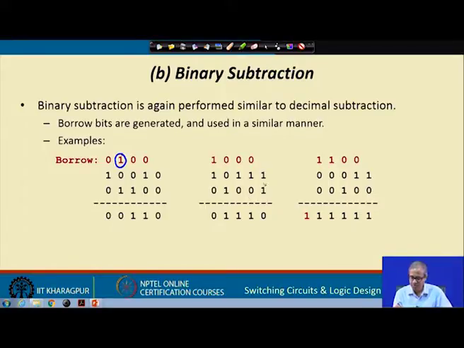Similarly, this is another example. 1 minus 1 is 0, no borrow. 1 minus 0 is 1, no borrow. 1 minus 0 is 1, no borrow. 0 minus 1 is 1, there is a borrow, and because you have taken a borrow, this 1 disappears. So, 0 minus 0 is 0. The third example: 1 minus 0, 1 minus 0, 0 minus 1 is 1 with a borrow. You have taken a borrow already, so again you are subtracting 0 minus 1 because there is a borrow. 0 minus 1 will be 1, again a borrow, again 0 minus 1, 1 with a borrow. So, here your result will be this, with a borrow of 1.